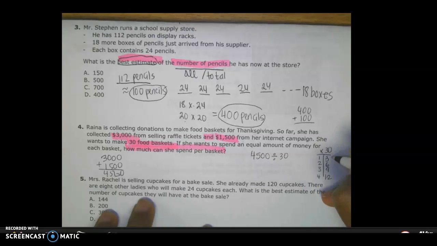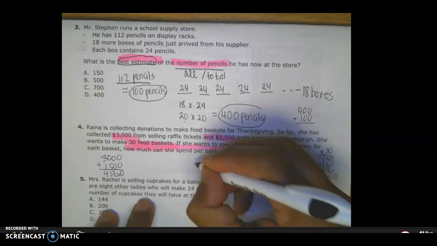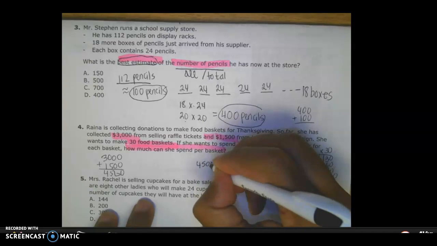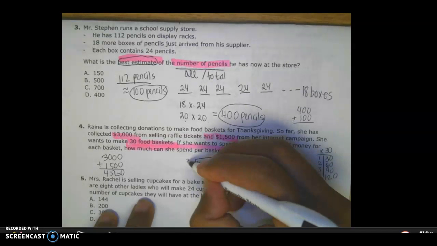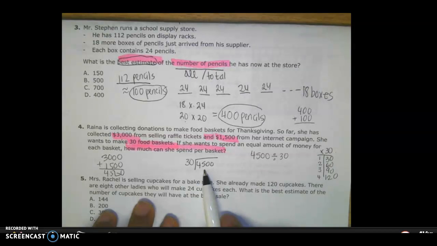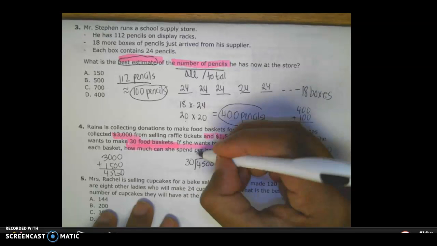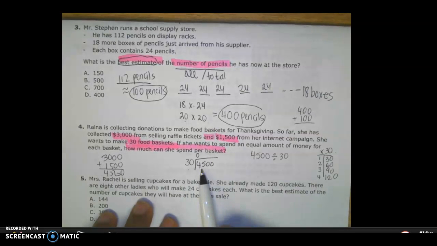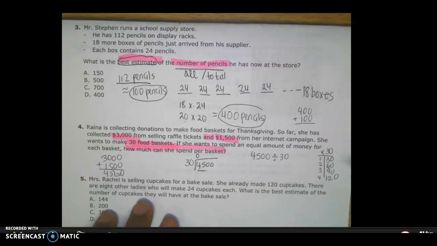And if you put your 30, you just need to add your 0, and then you do 4,500 divided by 30, and 30 goes into 4, 0 times. 30 goes into 45, 1 time.